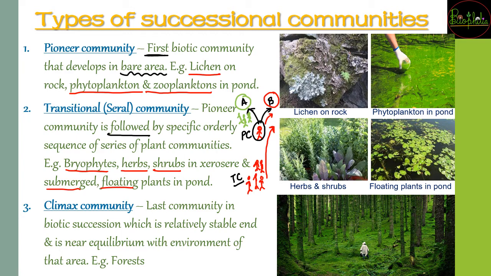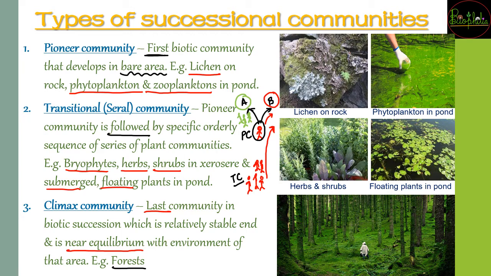So the third is going to be the last community that is called the climax community, which relatively, when things have become stable, when it is near equilibrium, during that time these are going to come. And such an example is going to be the forests. So finally, when everything has been settled, when everything is growing perfectly, there this climax community is going to manage the entire ecosystem ahead, and the example of it is going to be the forest.